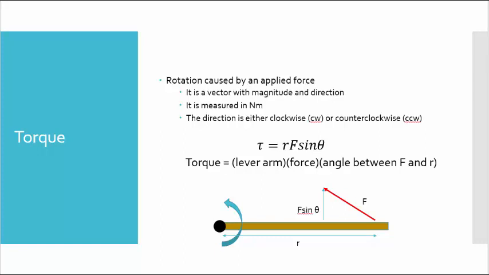The equation is torque is the lever arm, R, times the force times the sine of the angle between the force and the lever arm. So what we're looking for when we're working with torques is where is the force applied, the distance from the pivot point. So if in your mind you have a picture of a door and a hinge, the distance from where you put your hand to open the door from the hinge is the lever arm.